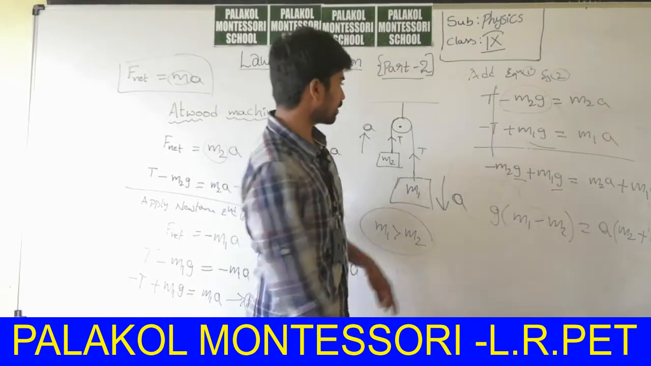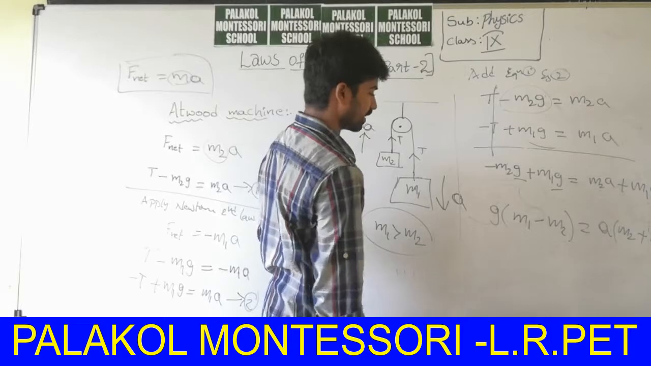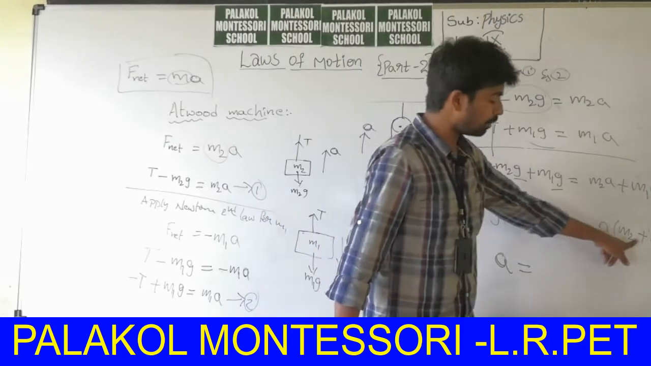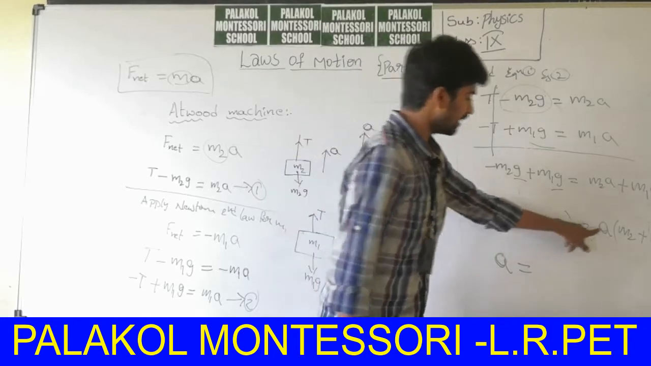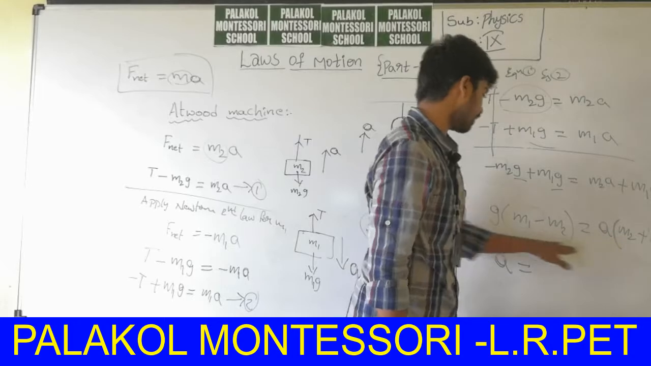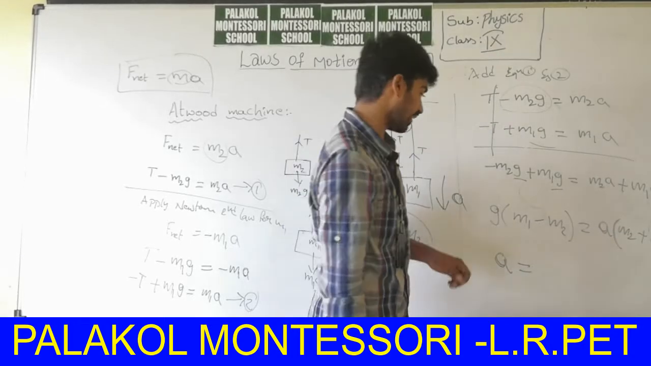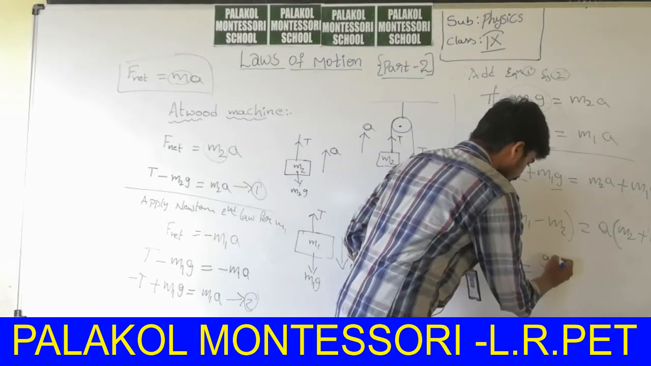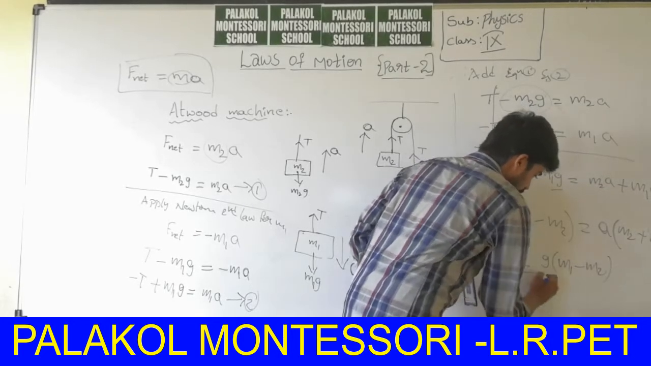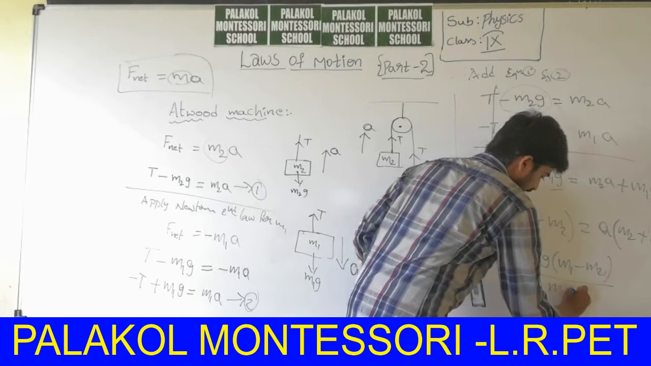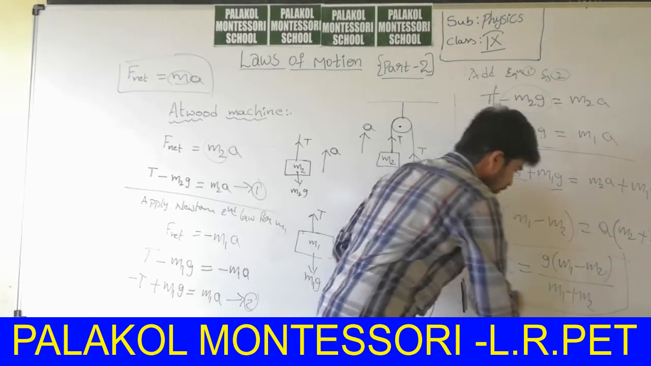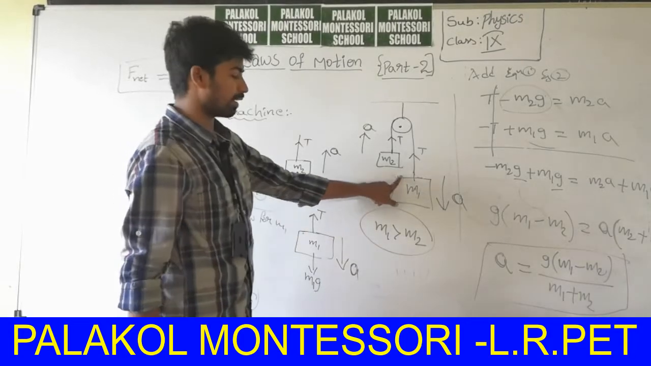What is our target? To find the acceleration. So, acceleration a is equal to, bring this m2 plus m1 to this side. This term m1 plus m2 is multiplying. If you bring it to the left hand side, it will come under the denominator: a equals g into m1 minus m2 divided by m1 plus m2. This is the acceleration of the two masses m1 and m2.